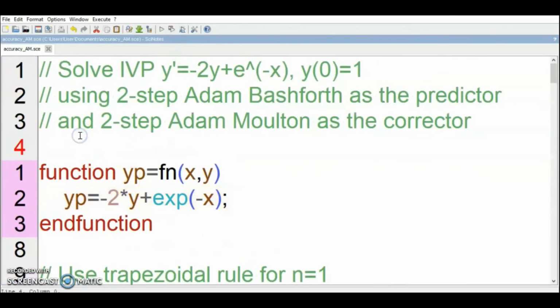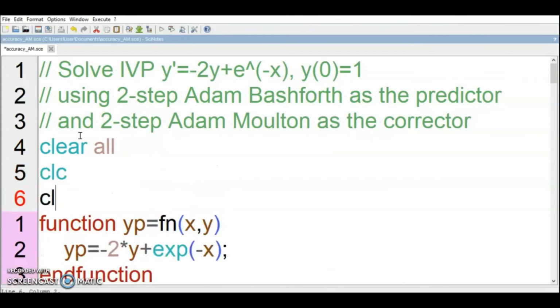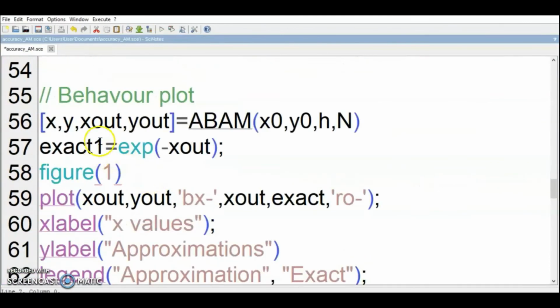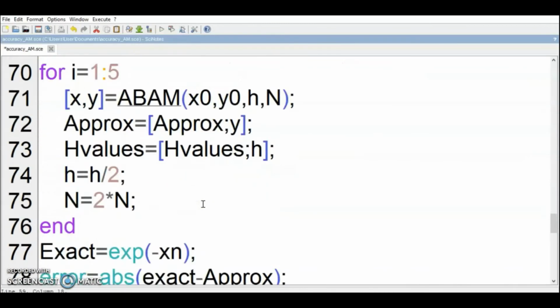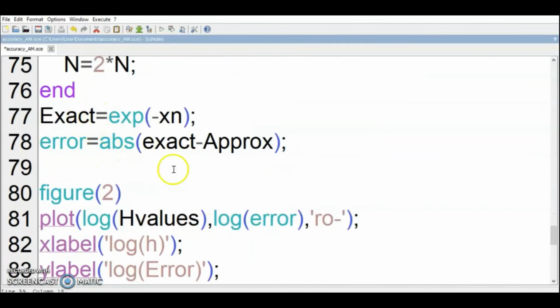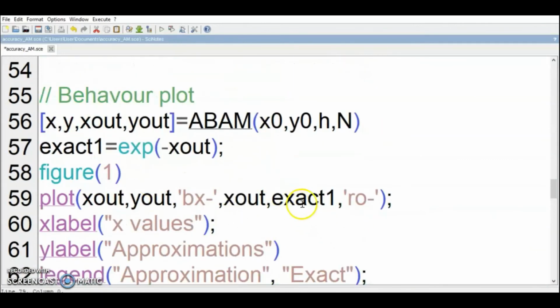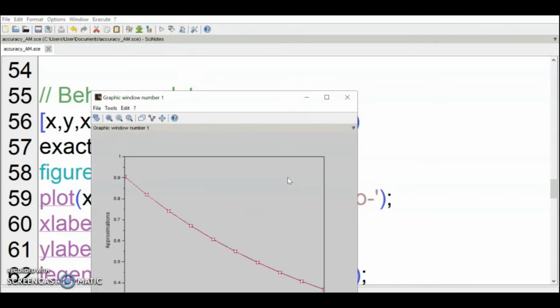Let me just clear all, clear screen, clear figure. Now I'm going to run it again. So this is my exact one and I'm plotting exact here. That's the problem. So put exact one, because it's going to get confused with this value here. That's why I have to rename it. Make this small letter, and this one is z1. Let's run this, save.